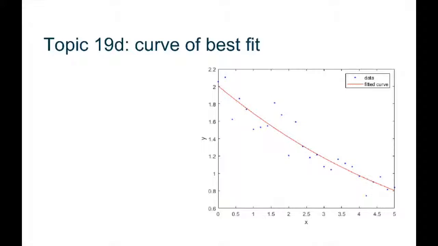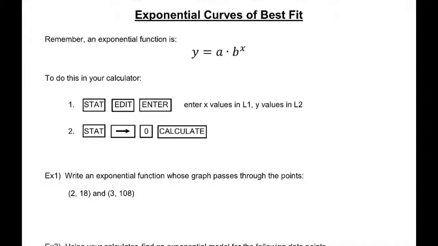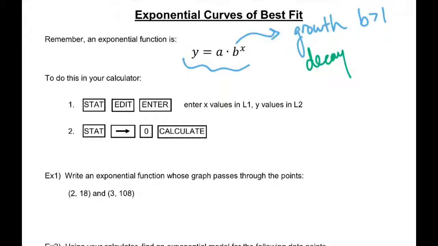Today's lesson is on topic 19D, finding the curve of best fit using exponents and logs. Really quickly, remember that an exponential function looks like this, where you have some base b, and this can be growth or decay. Growth happens if b is bigger than 1, and decay happens if b is between 0 and 1.